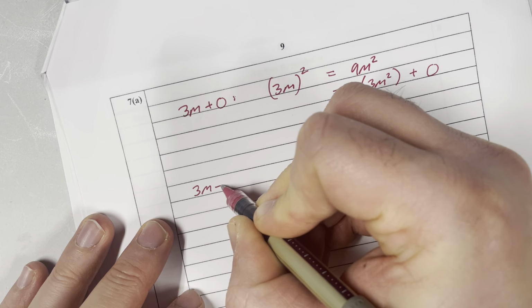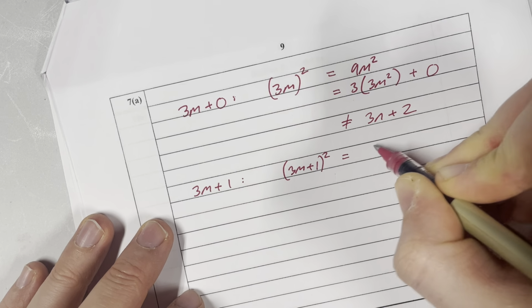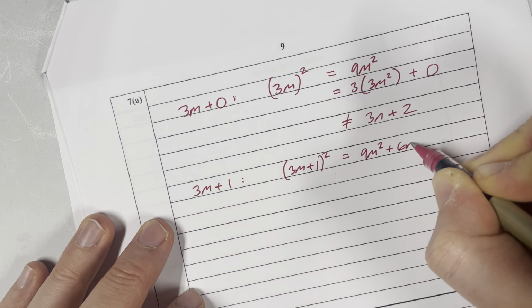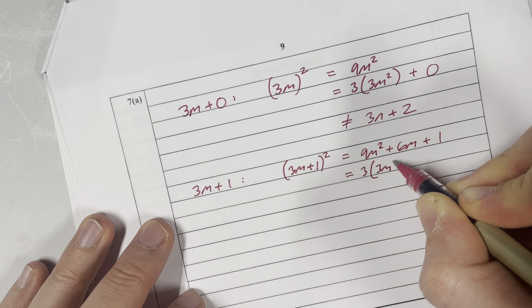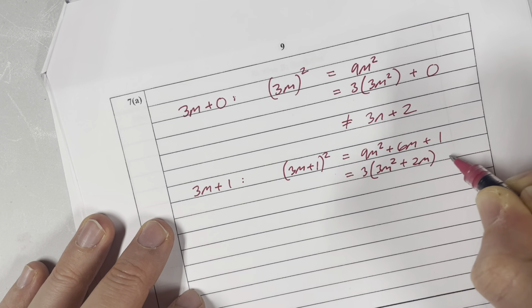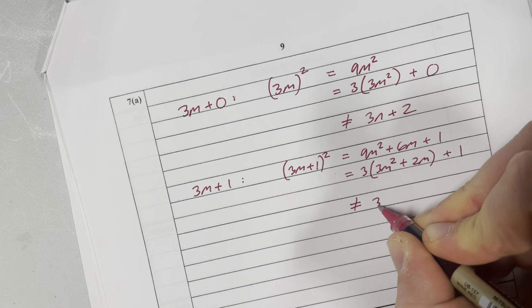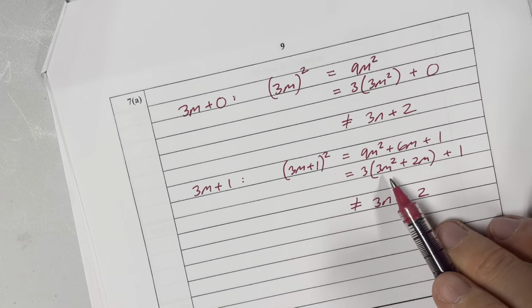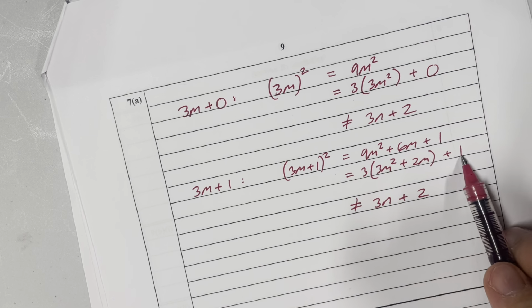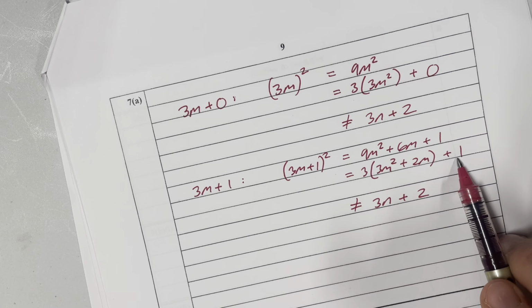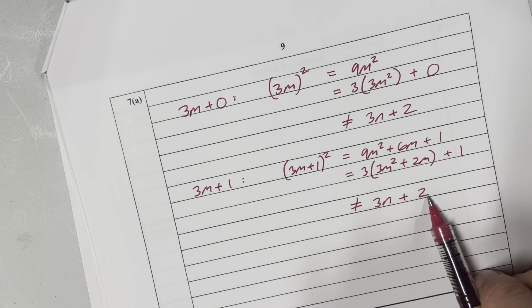Okay, 3m plus 1. So if I take this number and square it, I'm going to get 9m squared plus 6m plus 1. And again, if I factorise out that 3, I end up with a number that cannot be written as 3n plus 2. M is an integer, so it's 3 times an integer plus 1, which means this number must be 1 more than a multiple of 3. So it's not 2 more than a multiple of 3.